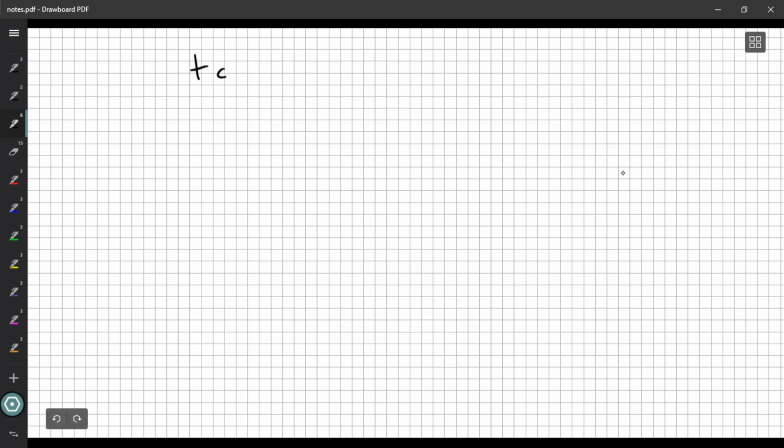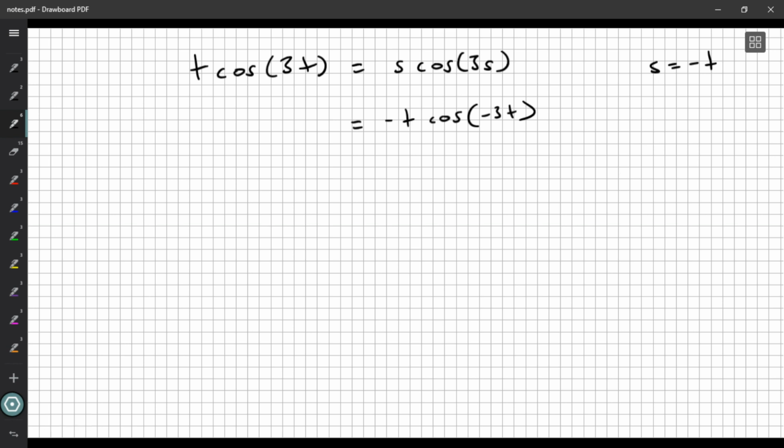So t cos 3t needs to be the same as s cos 3s. That way we get the same y-coordinate, but for different parameter values, s and t. But s is negative t there. They're opposite each other. So we can replace all these s's with negative t.